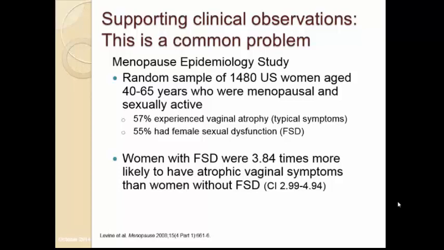So don't forget, back to our first slide, where this is inclusive in GSM. Women with female sexual dysfunction, or FSD, were almost 4 times more likely to have atrophic vaginal symptoms than women without. Thus, bearing in mind when someone comes in with a sexual dysfunction complaint to your clinic, it's important to do an examination on them.